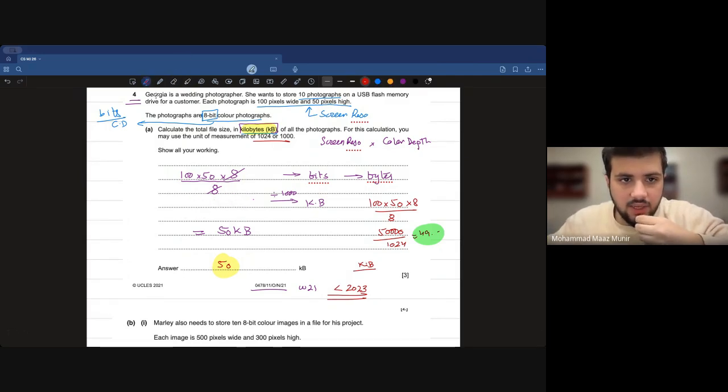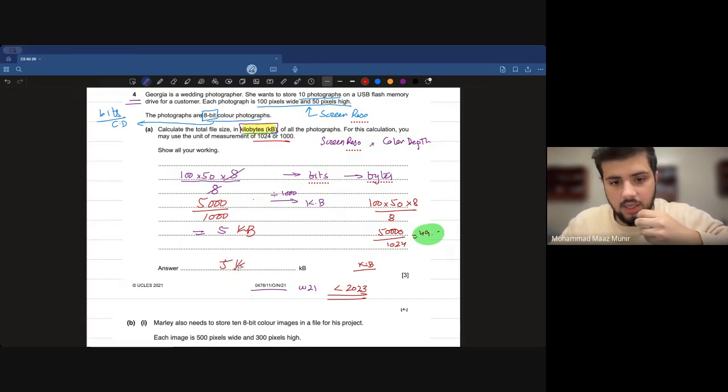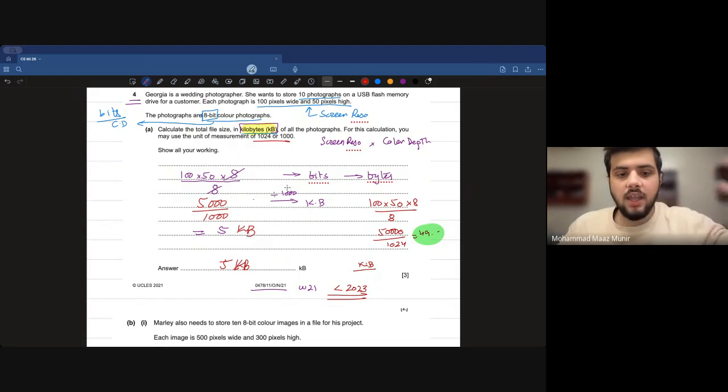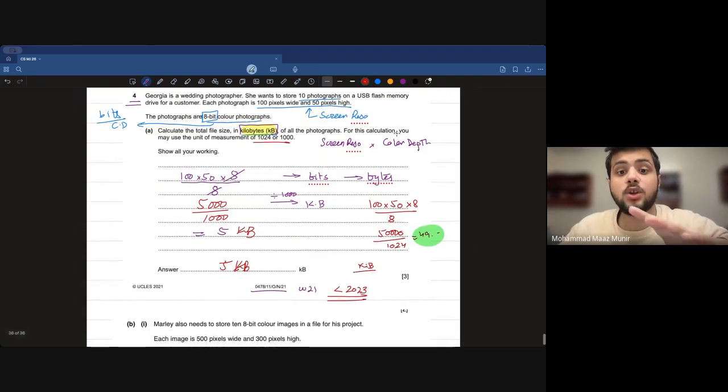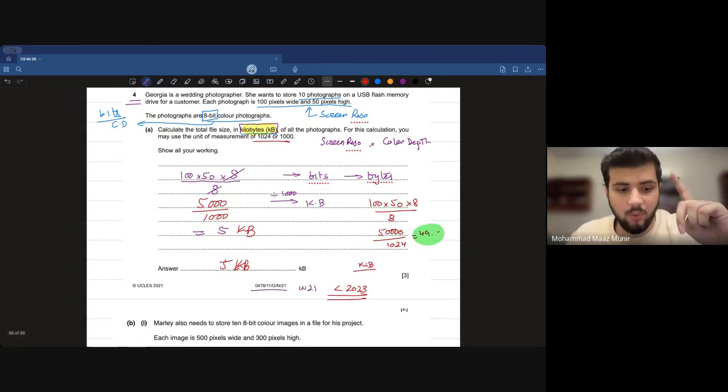So I get 5,000 bytes, and then I should be dividing this by 1,000, and my answer should be 5 kb. Yeah, it's going to be 5. My bad. Made a mistake up there. So it's going to be 5 kb. Thank you. Again, reason being कि आपने बस वही methodology use करनी है कि you multiply screen resolution with the color depth. Oh, okay.